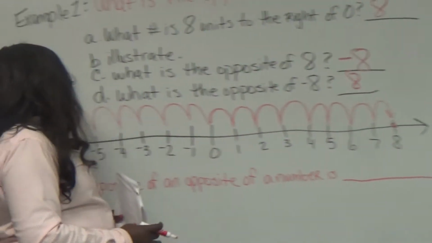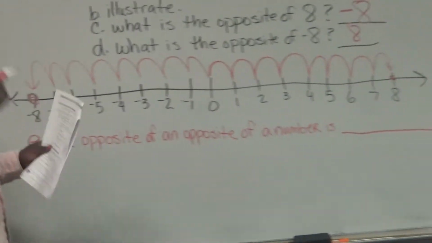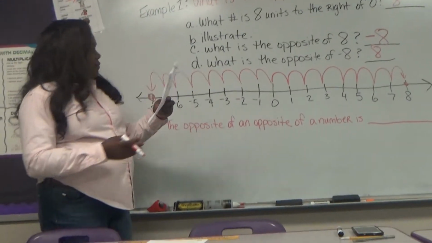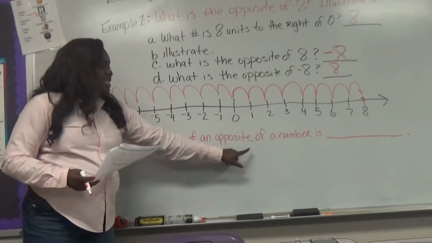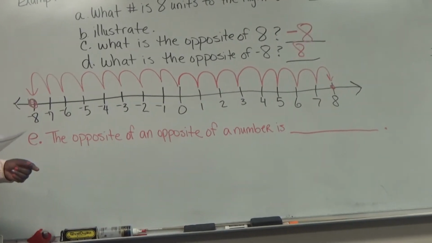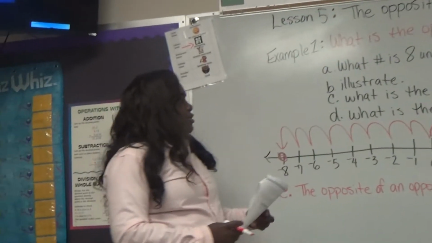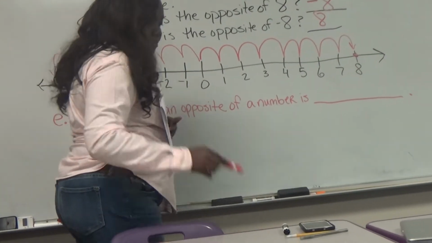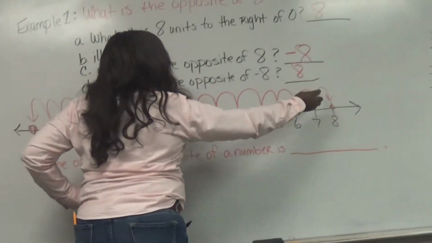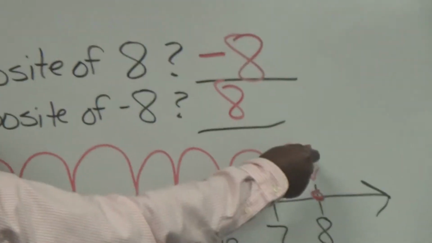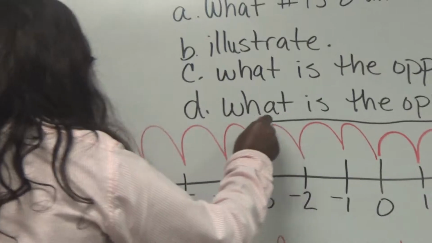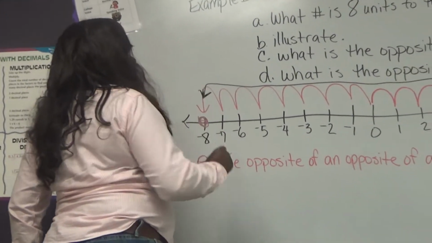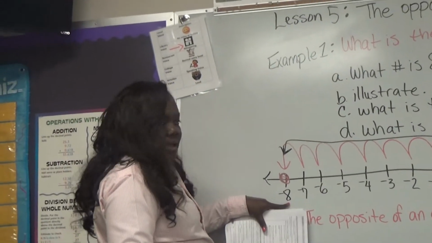Here's what this means. If I want to know the opposite, it says the opposite of an opposite of a number. That sounds like a whole lot, right? The opposite of a positive 8, let me switch my marker colors. The opposite of a positive 8 is what? Negative 8. Here's what that looks like: take my line from positive 8 all the way until I get to -8. Now what's the opposite of the negative 8? Positive 8.